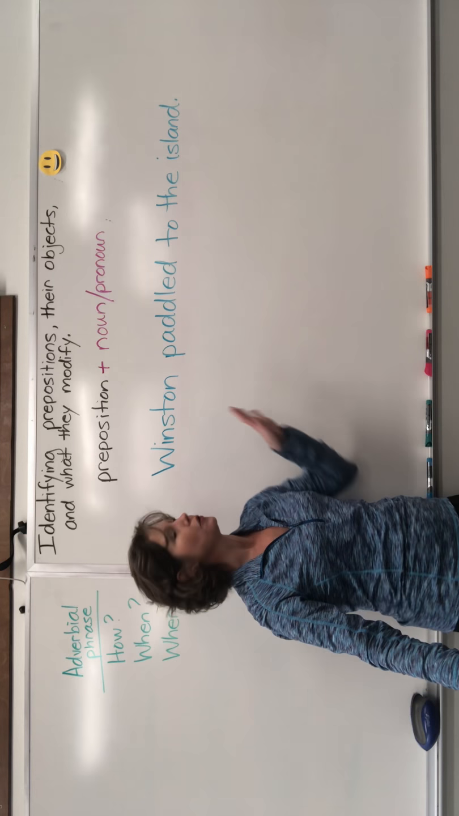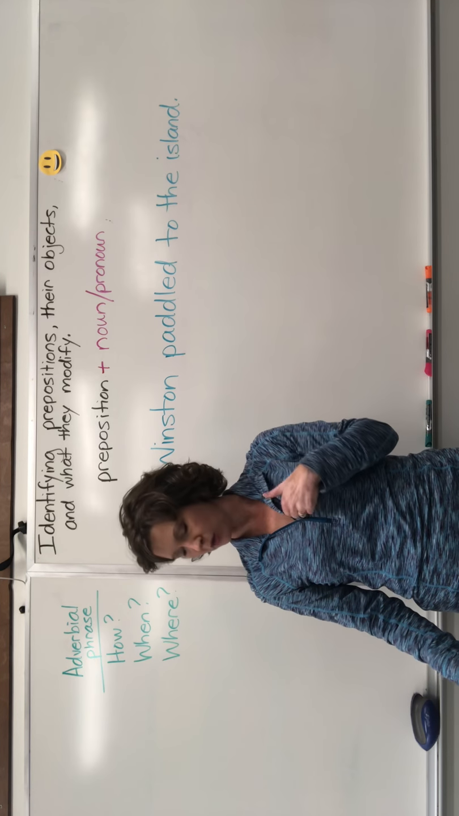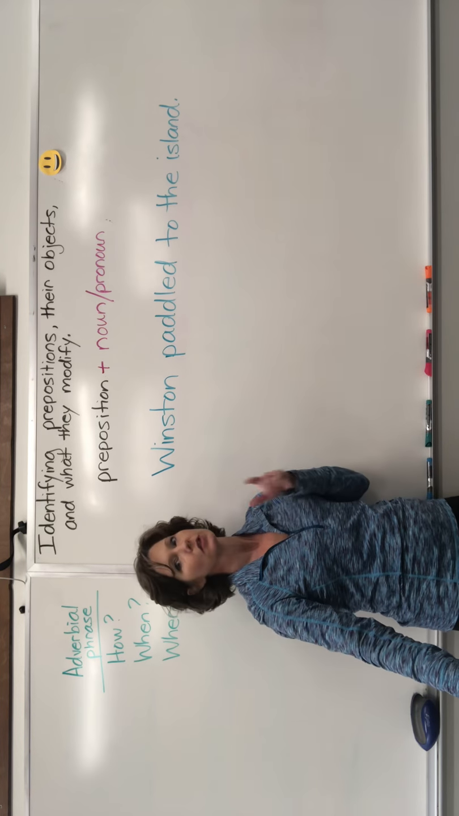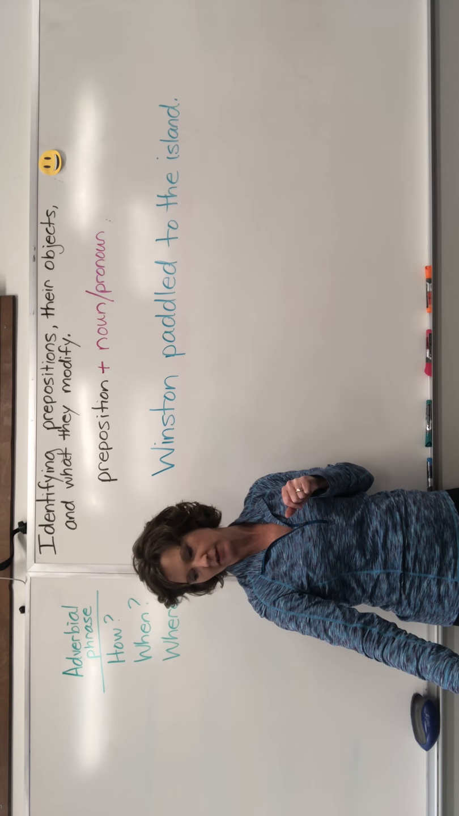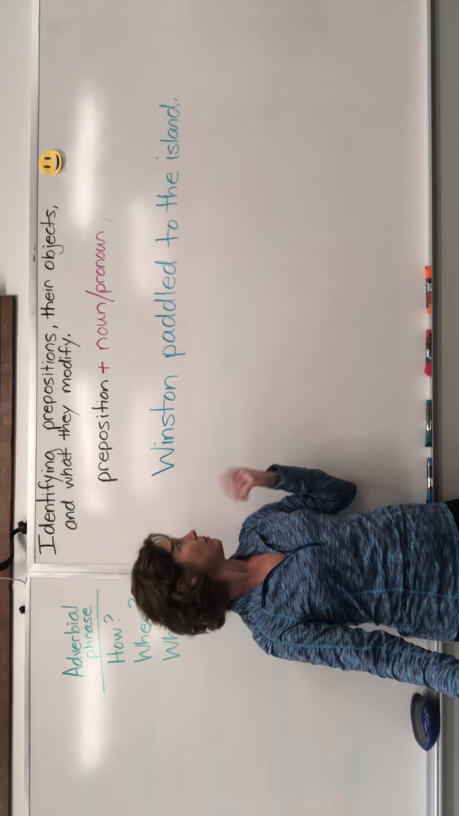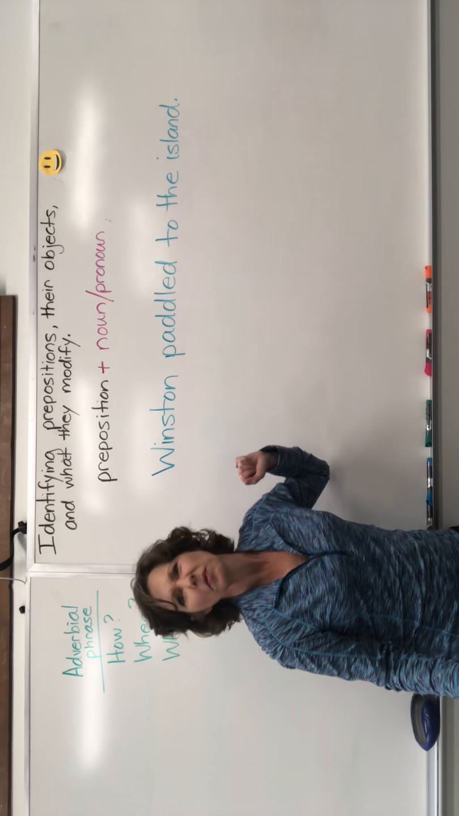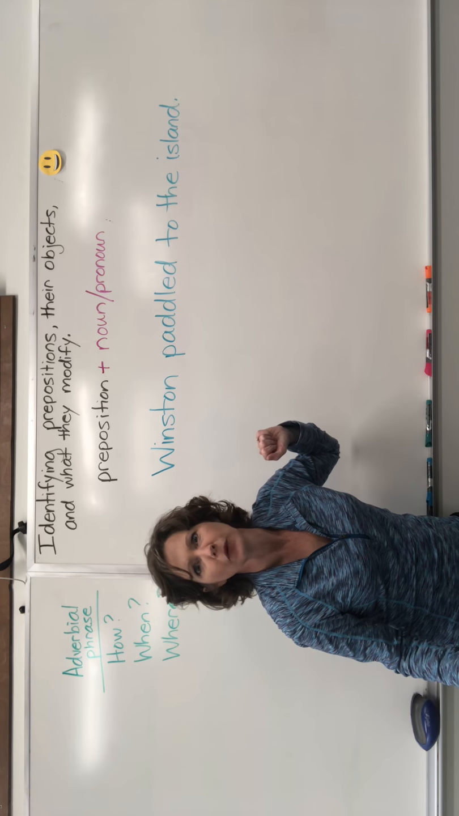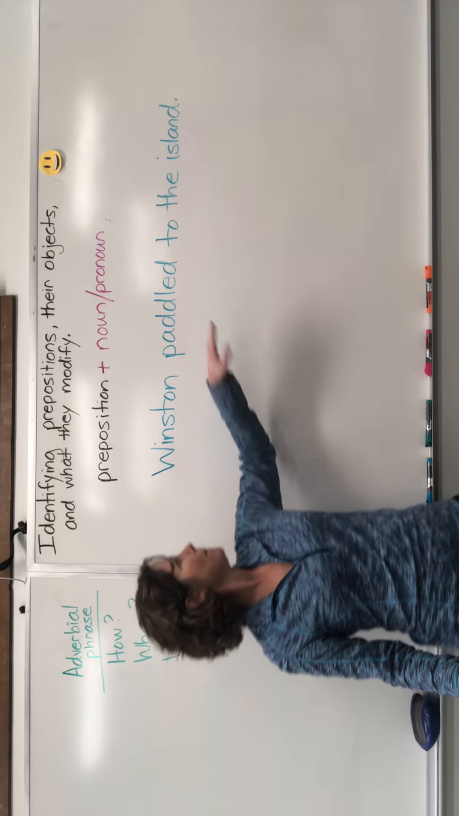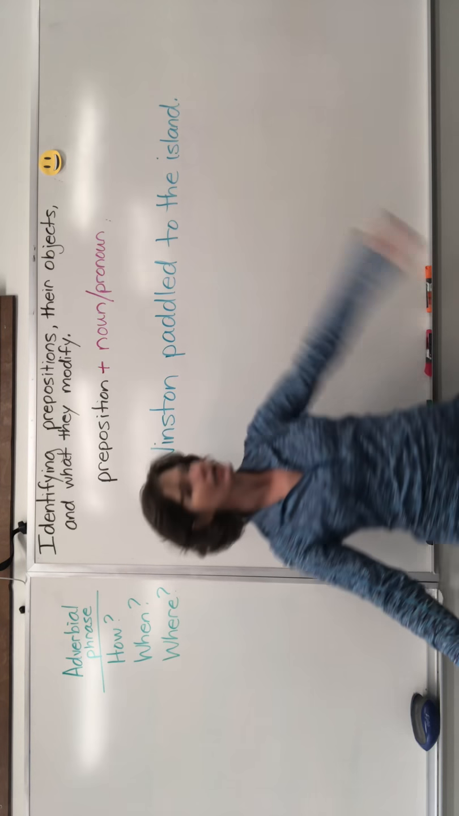So let's get one of these. First thing we're going to do, and you can follow along in your book or you can follow me. If you forget later on, you can always look back in your book. This information is there. First, we read the sentence out loud. Begin. Read it out loud with me. Really, really bother your family and read it out loud. Ready, go. Winston paddled to the island.